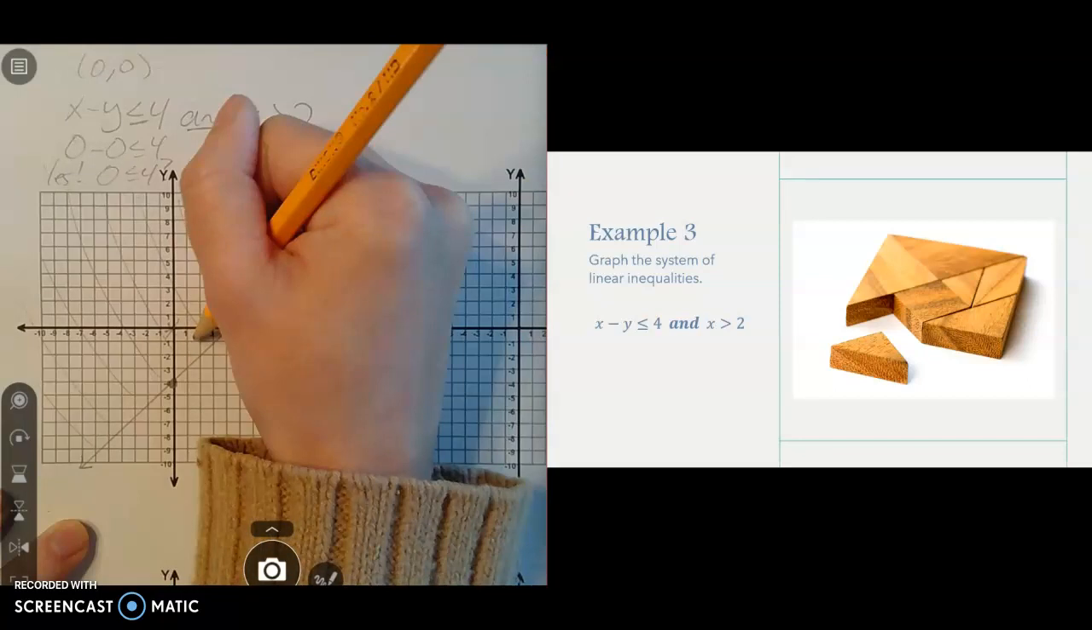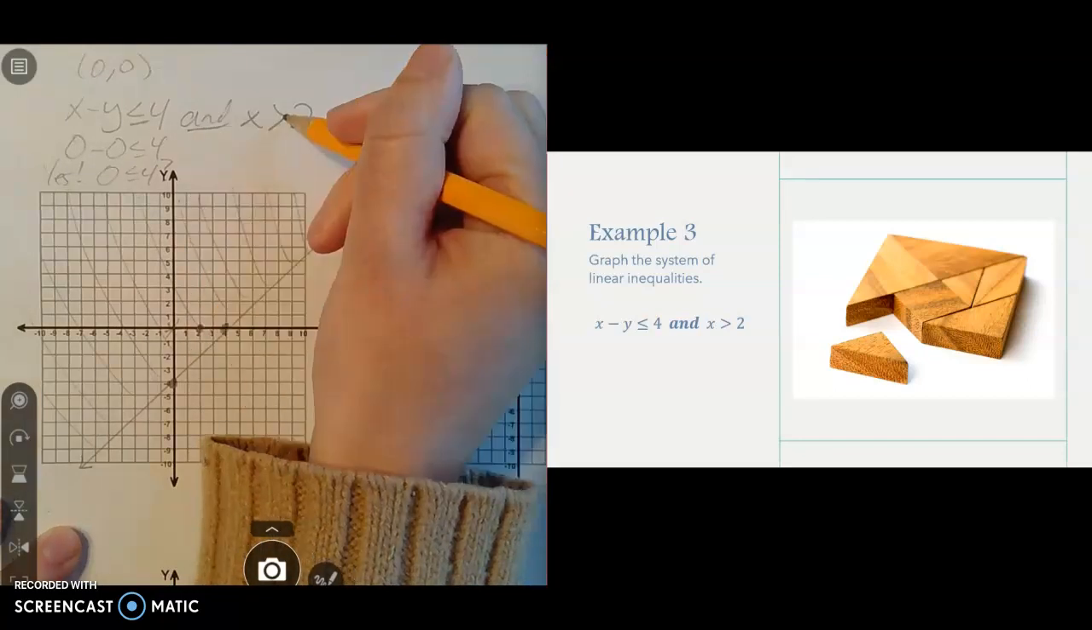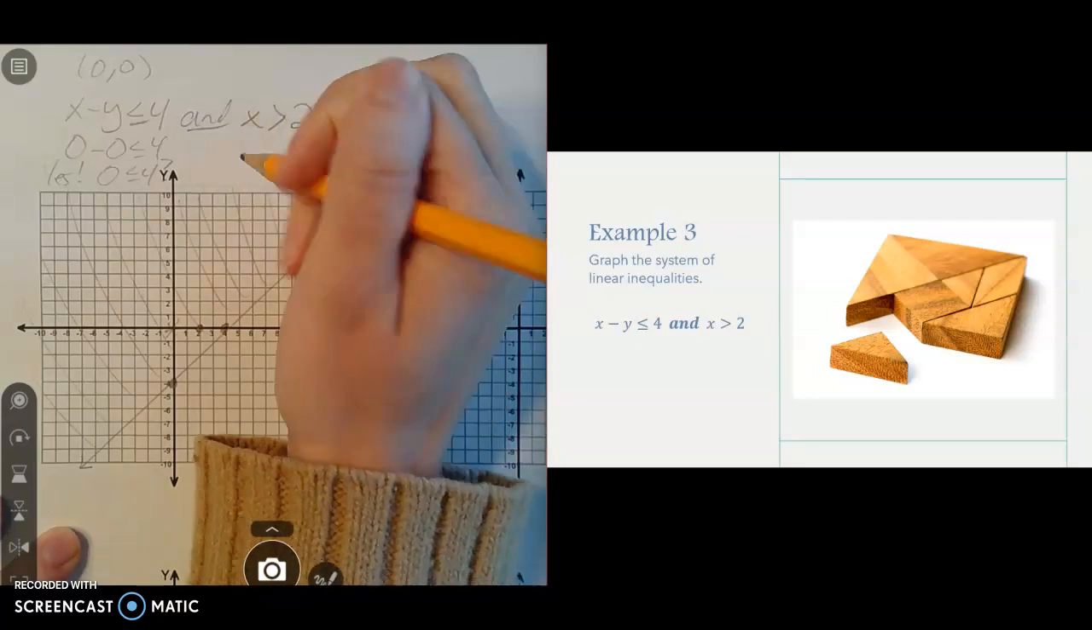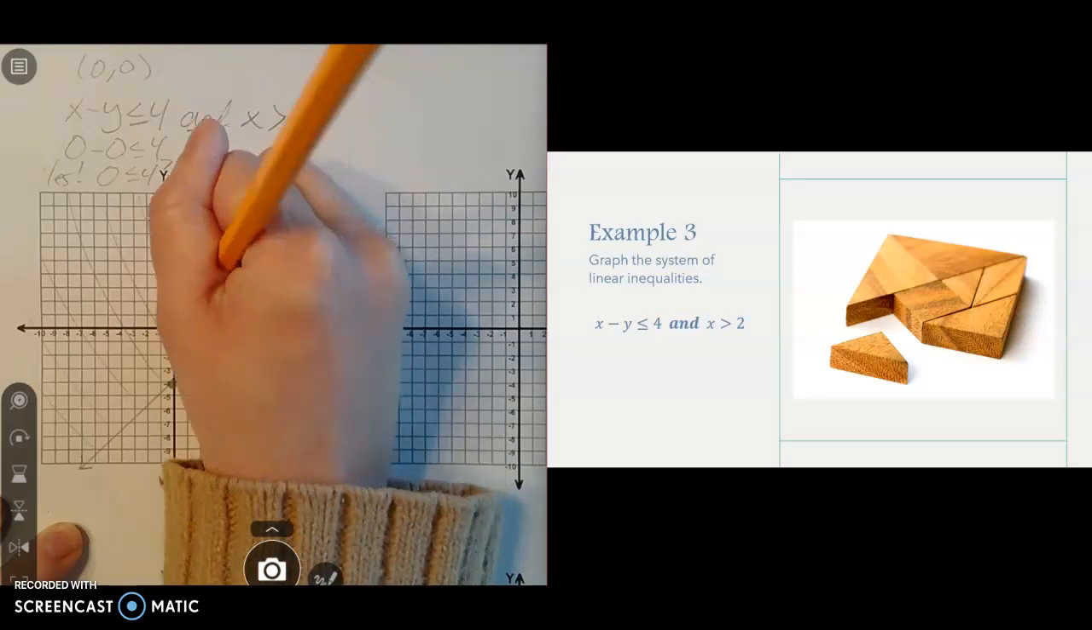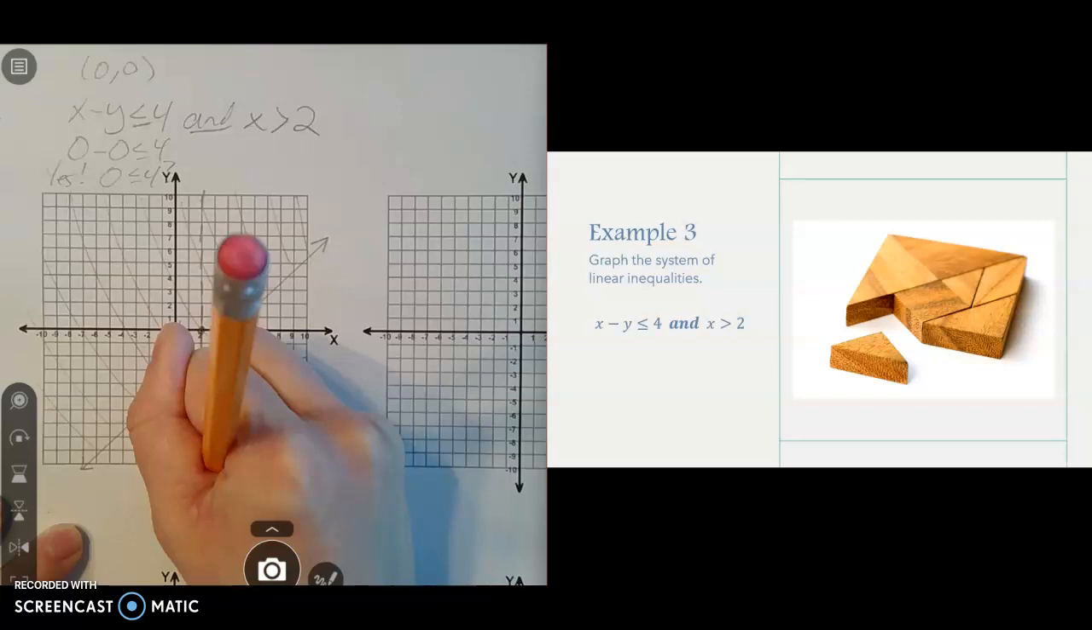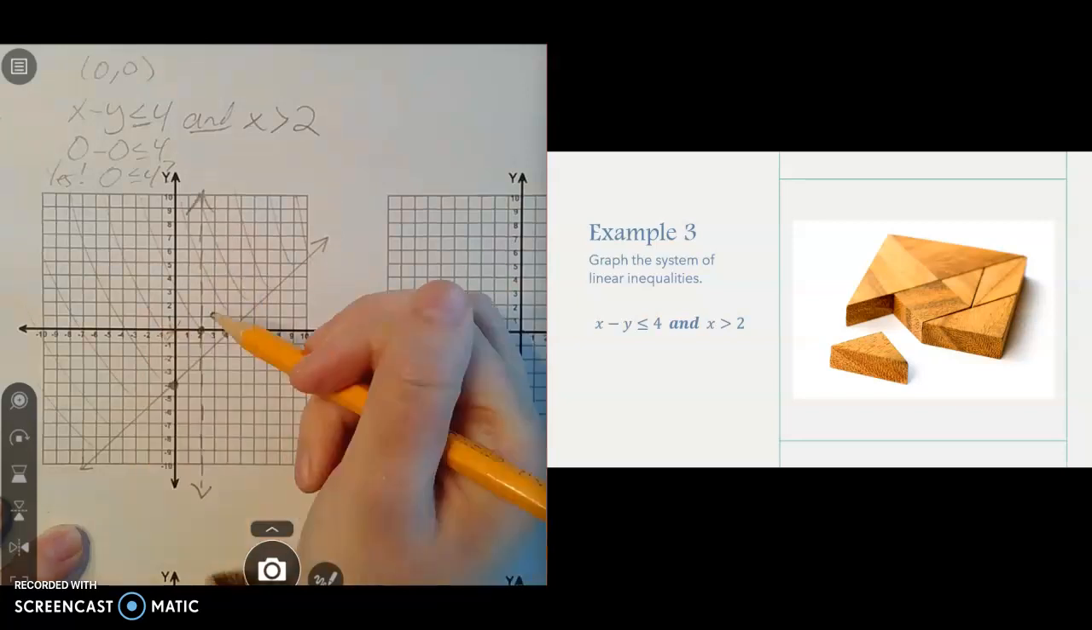And let's see, is that going to be dashed or solid? It is going to be dashed because it's just greater than. So I'm going to have this dashed line going through 2, and it's a vertical line. Alright, now I need to know which way am I shading? Am I shading to the left or to the right?